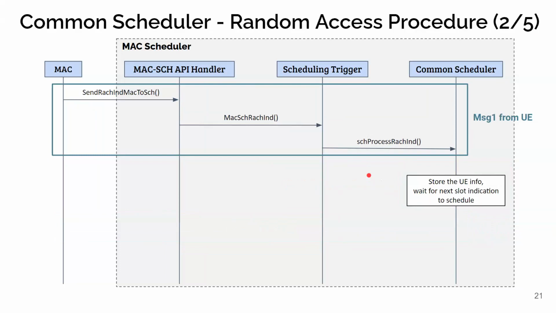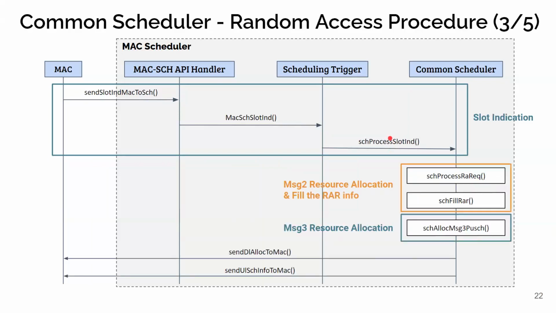And then the MAC will have the message one. The MAC will send the RACH indication to the scheduler, and it will also send it to the MAC scheduler API handler. This handler will call a function called MAC scheduler RACH indication. It will also have a scheduling trigger to trigger the common scheduler to store the UE information, and it will wait for the next start indication and then start to do the scheduling.